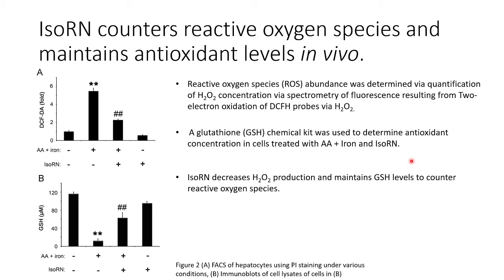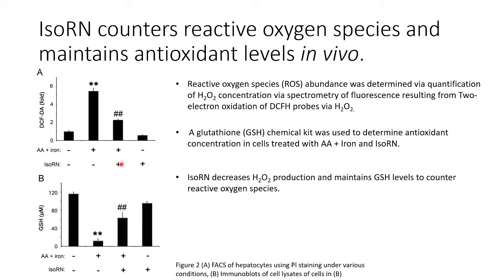Isorhamnetin has also been shown to decrease the amount of reactive oxygen species within the cell. We can see over here at graph A, in the control setup where there's no treatment of isorhamnetin or AA plus iron, we see a basal level of reactive oxygen species. However, upon treatment with arachidonic acid and iron, we can see a stark increase in the amount of reactive oxygen species within the cell, and a mediation of that by isorhamnetin once again.